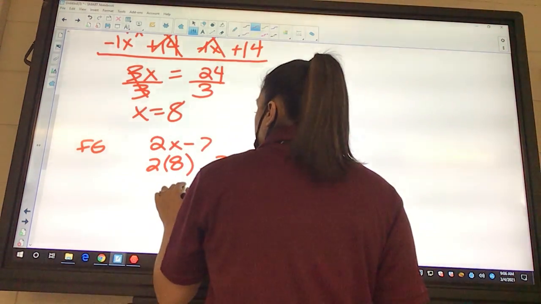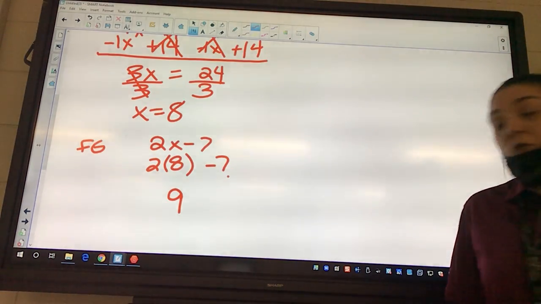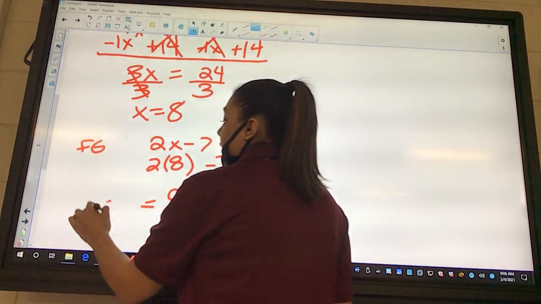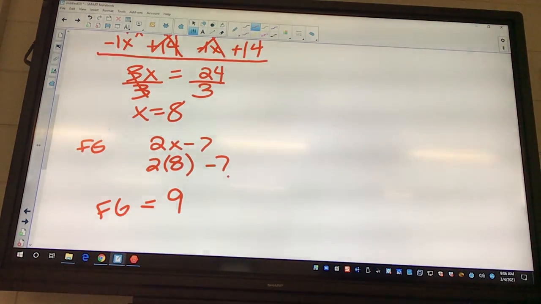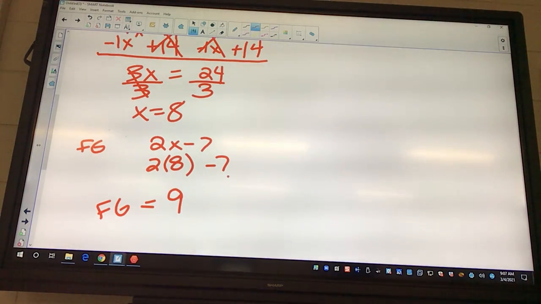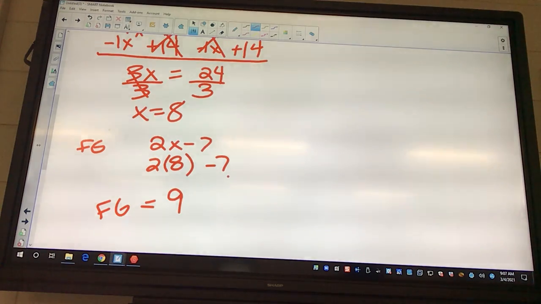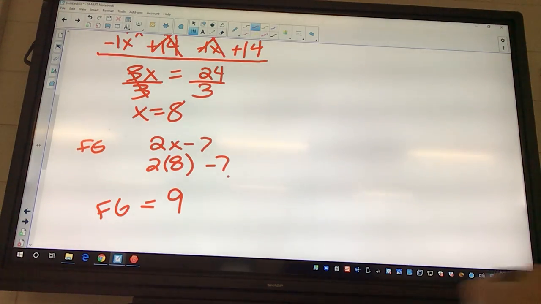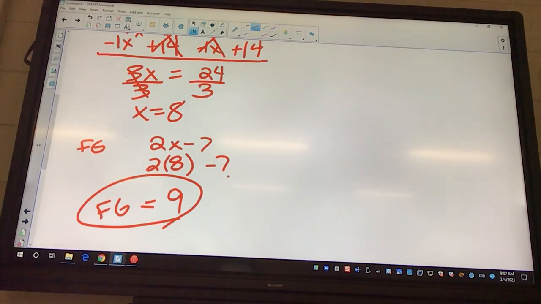9. So 9 is FG. Was FG our big one or our small one? The small one. And so if the small one is 9, what does the big one have to be? 18 again. Make sense? So it's not much difference, there's one extra step of plugging in that segment.